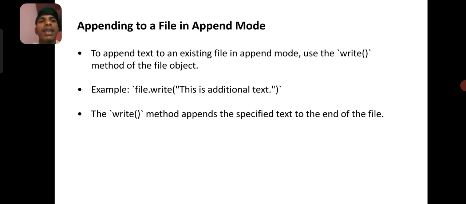Appending to a file in append mode. To append text to an existing file in append mode, use the write method of the file object. Example: file.write('This is additional text'). The write method appends the specified text to the end of the file.